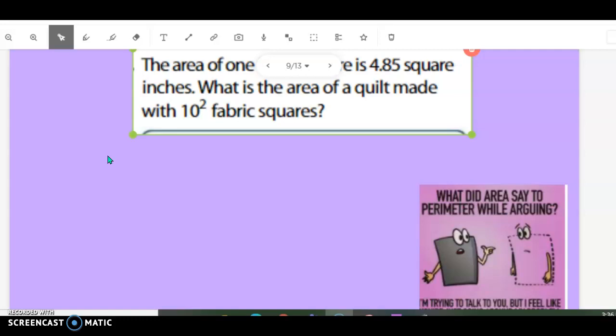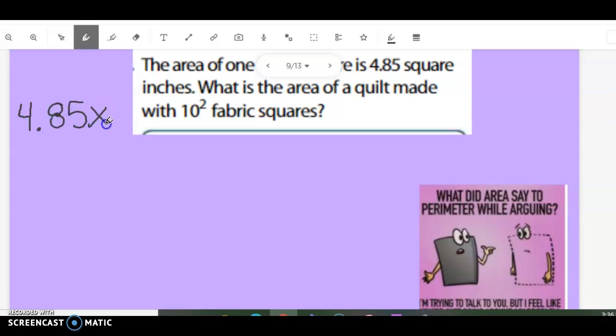We have to solve: the area of one fabric square is 4.85 square inches. What is the area of a quilt made with 10 to the second fabric squares? Okay, so I need to do a little work. I'm going to write my equation over here: 4.85 times 10 to the second power.